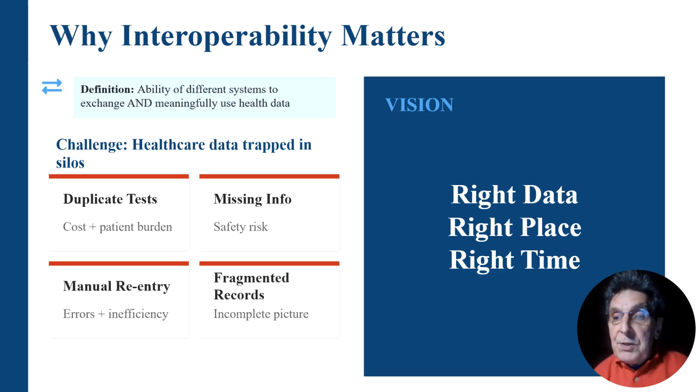Missing critical information. Imagine an emergency room doctor who can't see that a patient is allergic to a medication because that information is locked in another system. And this isn't hypothetical. Medication errors are a leading cause of preventable harm in healthcare, and many of them stem simply from incomplete information access.